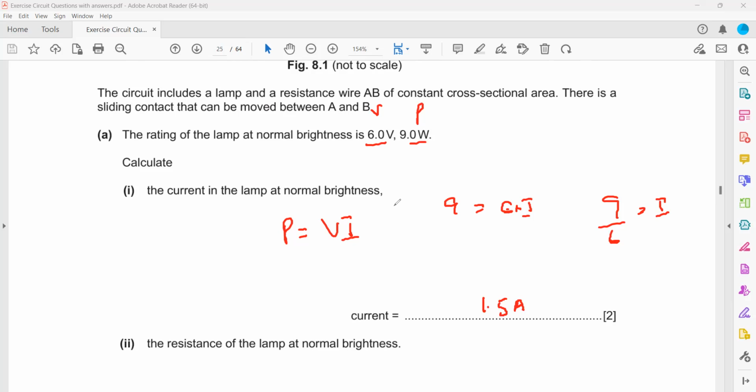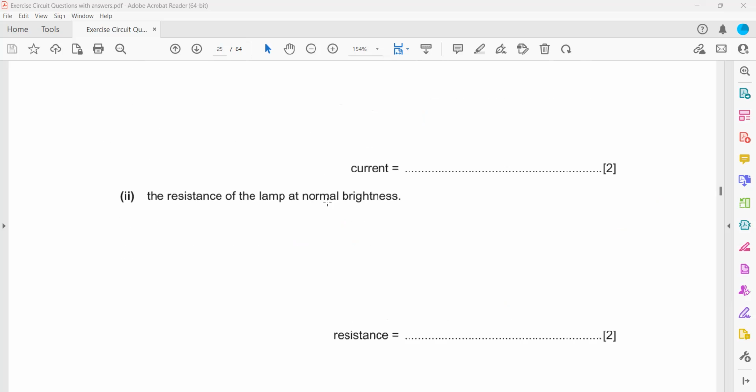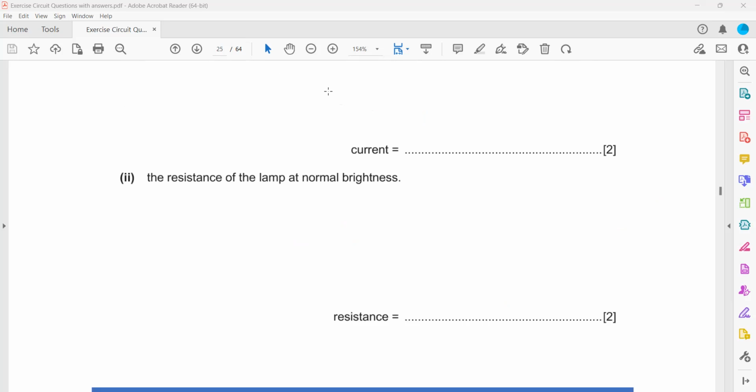Whenever you're solving a question, 1 mark is for either substituting a value in the formula or writing a formula. So it's better to write a formula first. Then we need the resistance. Resistance is the ratio between voltage and current. Voltage, we already know it's 6, and the current we calculated in the previous part, that was 1.5. So it will be 6 divided by 1.5, which is equal to 4, and the unit of resistance is ohm. So it is 4 ohm, or you can also write omega.